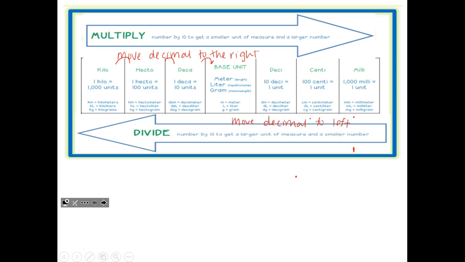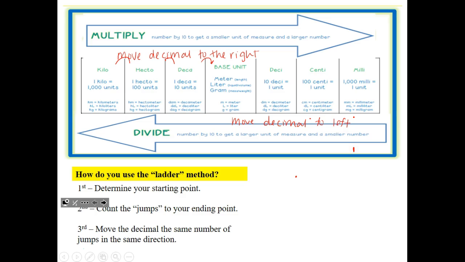Okay, when you're going from a smaller prefix to a larger one. So just a quick summary of how you might do this using the latter method, which is just using decimal places. Determine your starting point, what prefix you're starting with. Count how many jumps you need to make, right? And that's going to equate to how many decimal points you need to move.